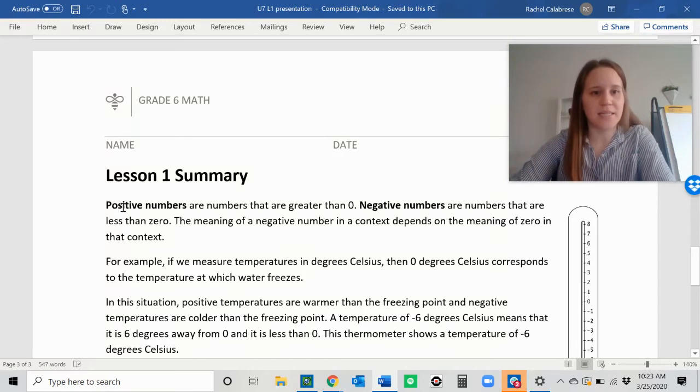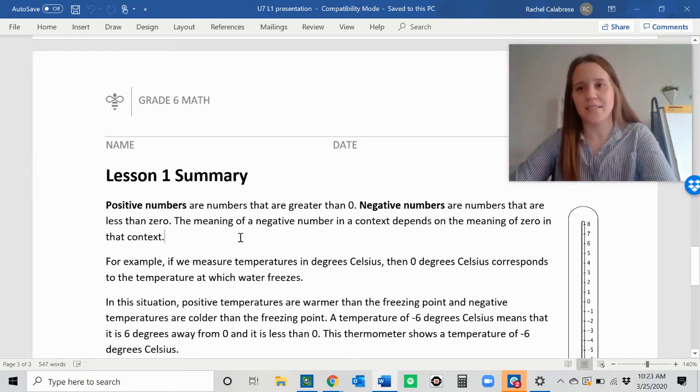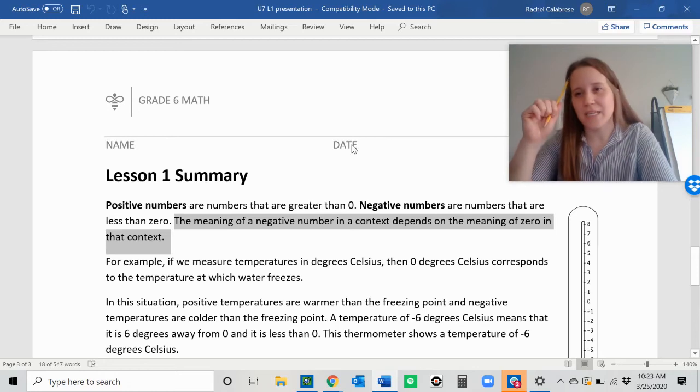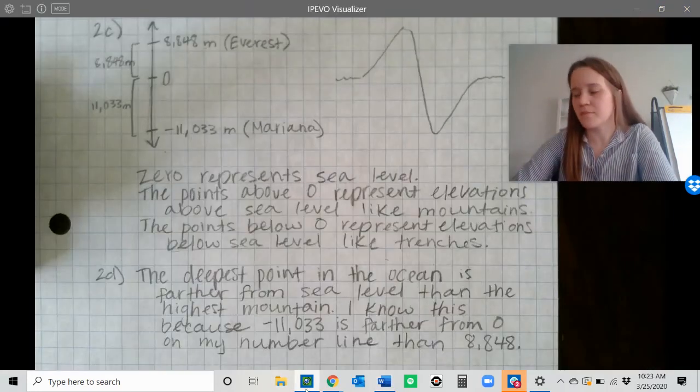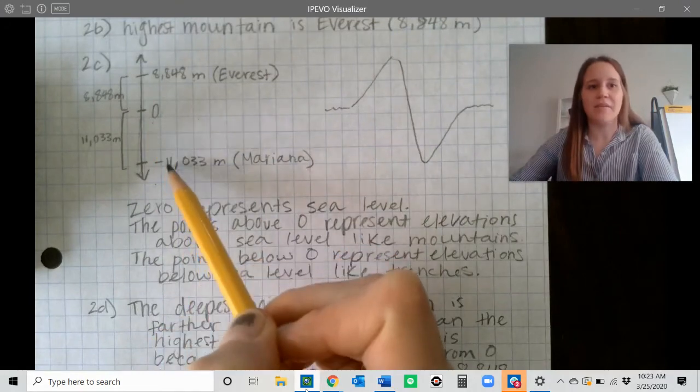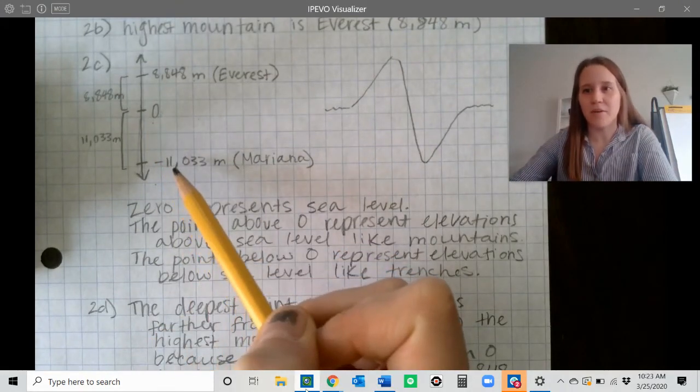Lesson 1. Positive numbers are numbers that are greater than 0. Negative numbers are numbers that are less than 0. The meaning of a negative number in a context depends on the meaning of 0 in that context. What a great sentence. So let me think of an example. If the meaning of 0 here is sea level, then the meaning of a negative number would be below sea level.